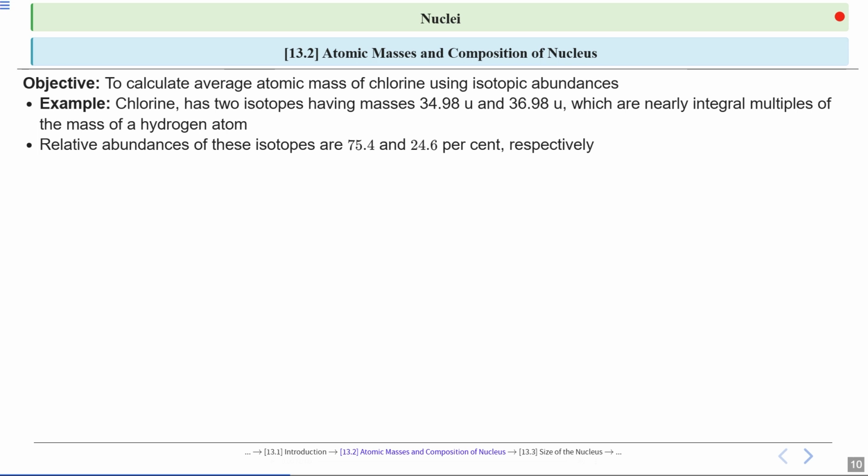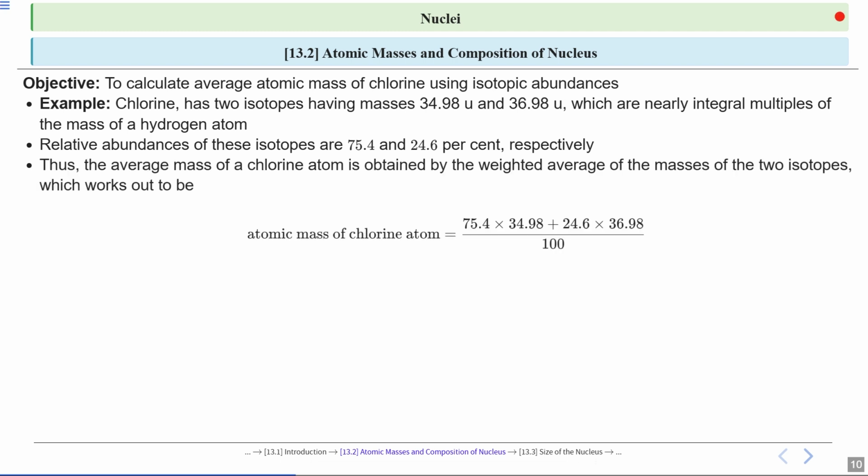Now let's talk about the relative abundances of these isotopes. The first isotope makes up 75.4% of all chlorine atoms, while the second isotope accounts for 24.6%. This means that in any sample of chlorine, about 3/4 of the atoms are the lighter isotope and about 1/4 of the sample is the heavier isotope.